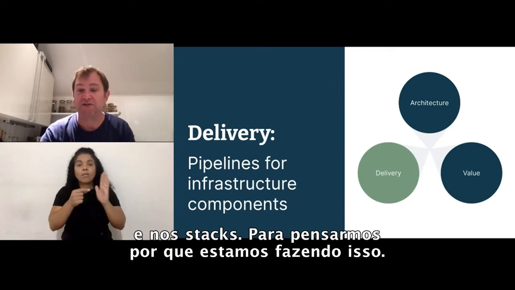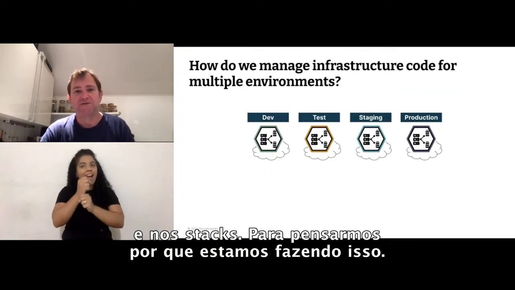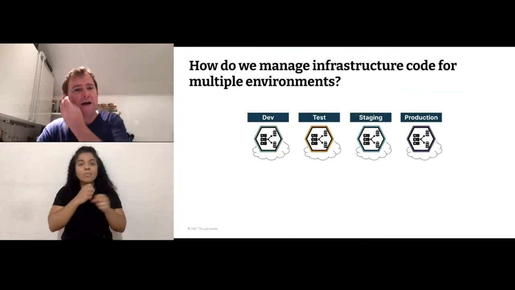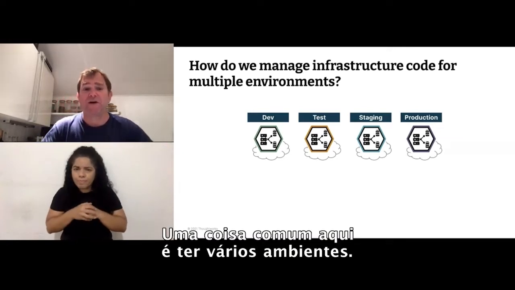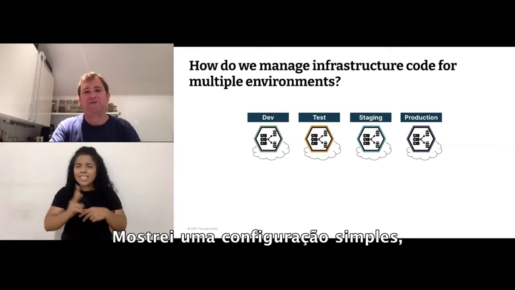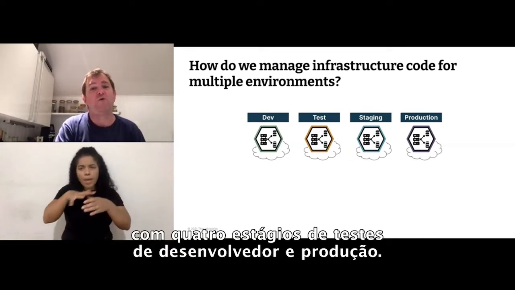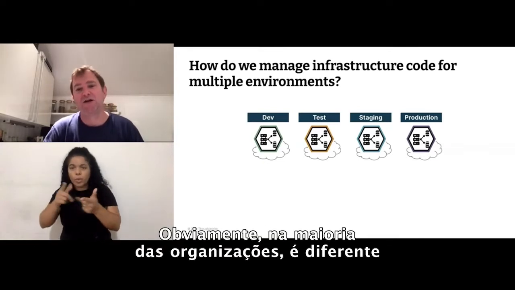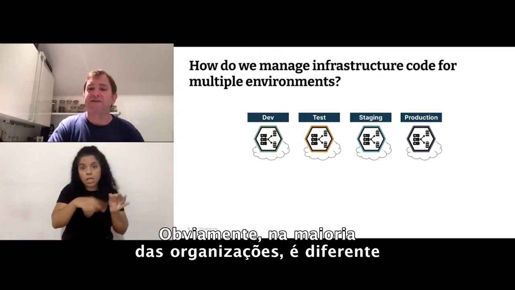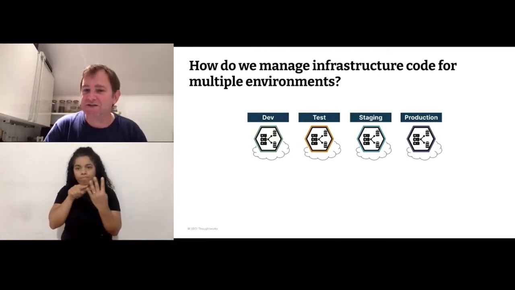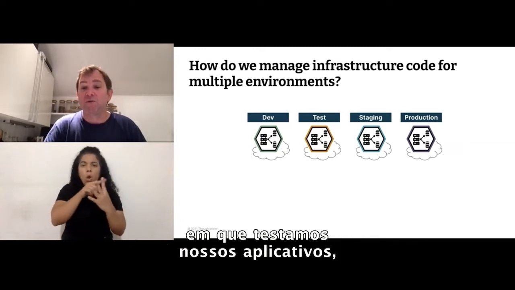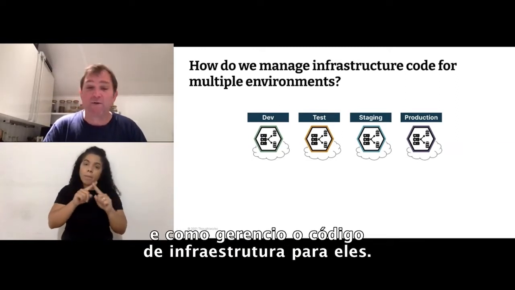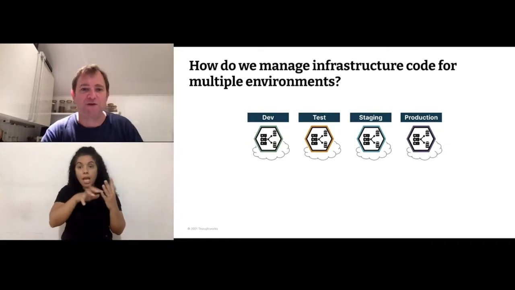So to think about why we are doing this, a common thing that we have to do is we have multiple environments. I've shown it here as a very simple setup with 4 stages: developer, test, staging, and production. Obviously, in most organizations, it's different, and there may be more to it than this. But the basic idea is I have multiple environments that we're testing our applications in. How do I manage the infrastructure code for those?